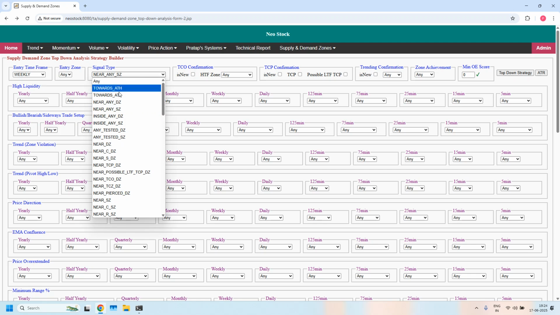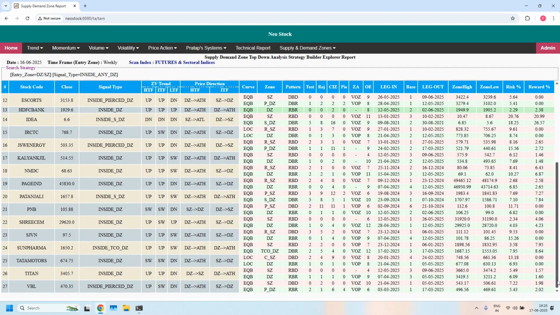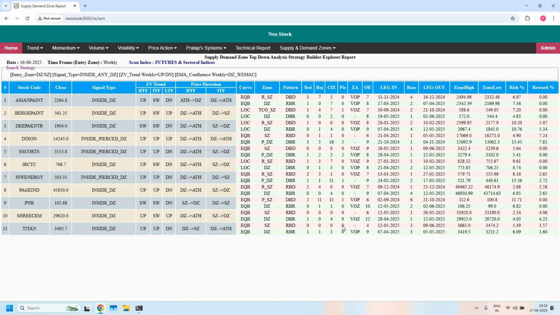Next, price closed inside the weekly demand zone. First 17 stocks in the list. Scrolling the list down, 27 stocks are filtered. Let's further filter based on weekly demand zone having weekly EMA confluence. And also trend on the weekly should not be sideways. It can be up or down. We got 11 stocks.